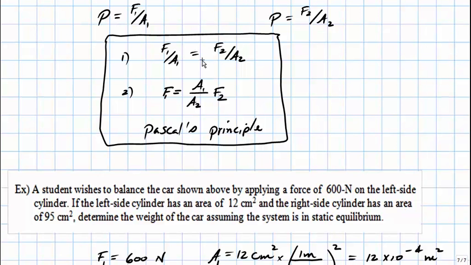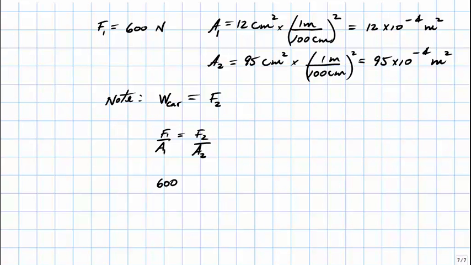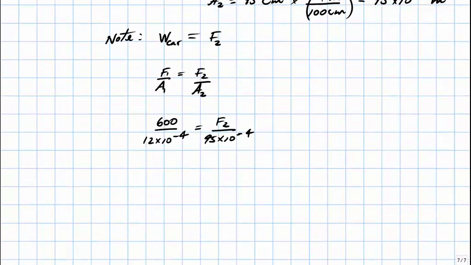We can find F2 by using the first form, or the second form for that matter. And so we have F1 over A1 equals F2 over A2. That results in 600 over 12 times 10 to the minus 4th equals F2 over 95 times 10 to the minus 4th. We can cross-multiply both sides, and the result will look like this.